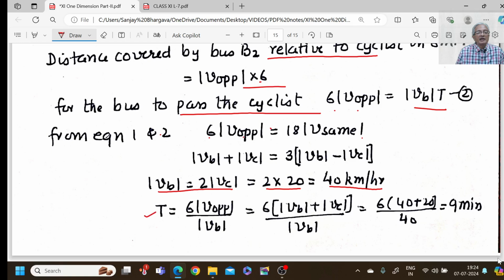What is the time period T? It would be 6 V opposite upon VB, which would be 9 minutes. So the time period is 9 minutes and the velocity of the bus is 40 km per hour.